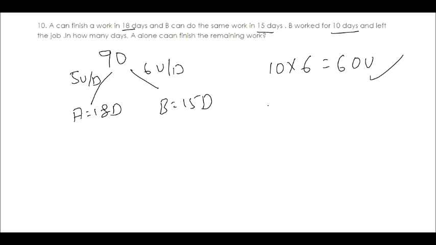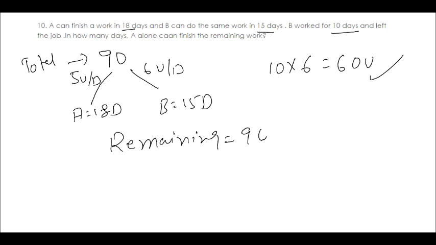Now the remaining work is... the total work is 90 units. This is the total work; always the total work is taken as the LCM. So the remaining work is 90 minus the 60 units completed by B in 10 days, so we get the remaining as 30 units. So 30 units A has to do alone.